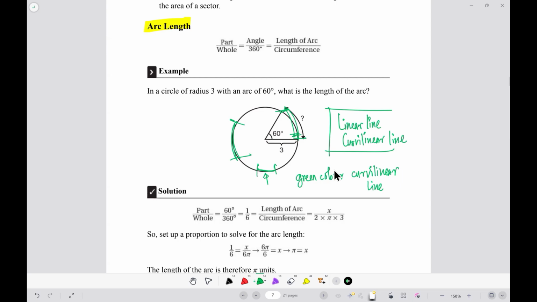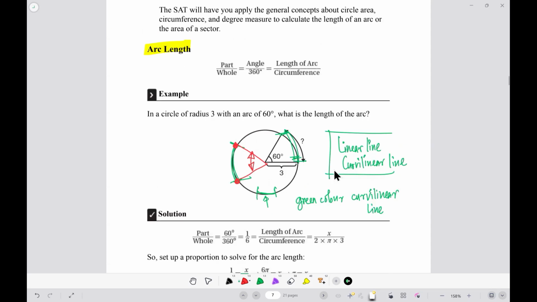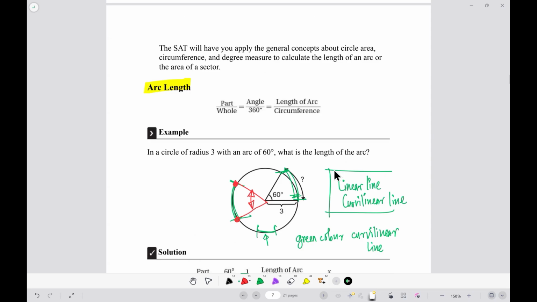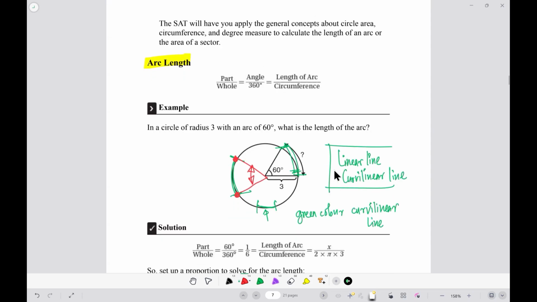Because if you connect the two endpoints of an arc, consider this is an endpoint and this is an endpoint, and connect these two endpoints with the center, then we get an angle. This is the angle that is created by an arc. Do you understand? Okay, that's pretty simple.